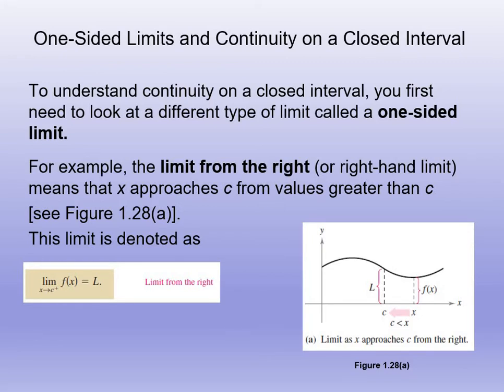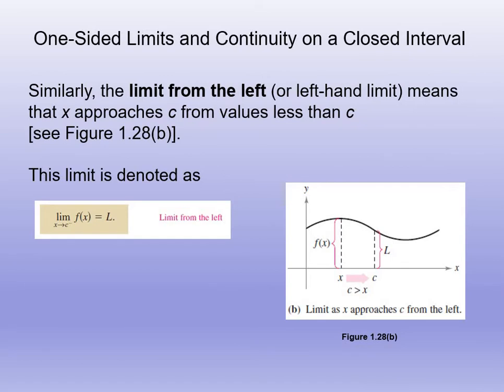A function could have a left-hand limit, it could have a right-hand limit, but it doesn't mean that it has a limit if the left-hand limit doesn't equal the right-hand limit. So a function can have two different one-sided limits, a left hand and a right hand, but it doesn't have a limit if they don't equal each other. This is what I was talking about on the last slide as well.